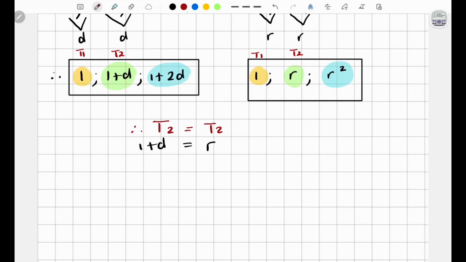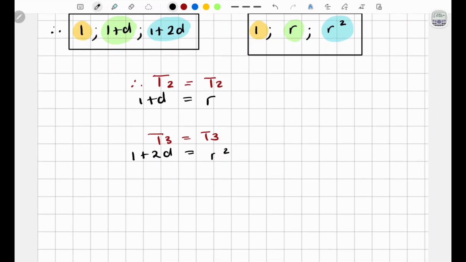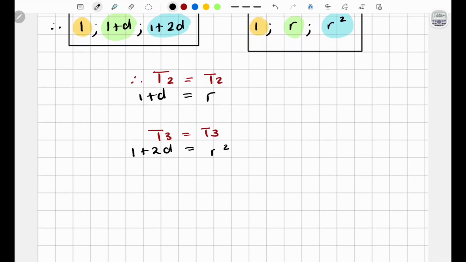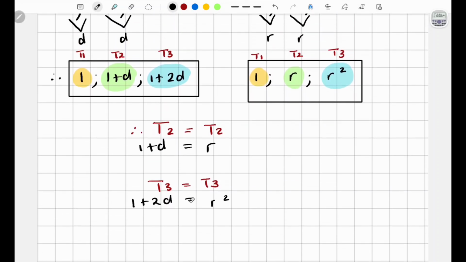So let's equate term 3 now. So term 3 should be equal to term 3 in the geometric. And let's see what we get. We're going to say 1 plus 2D is equal to R squared. Now these are two equations that we got from these.